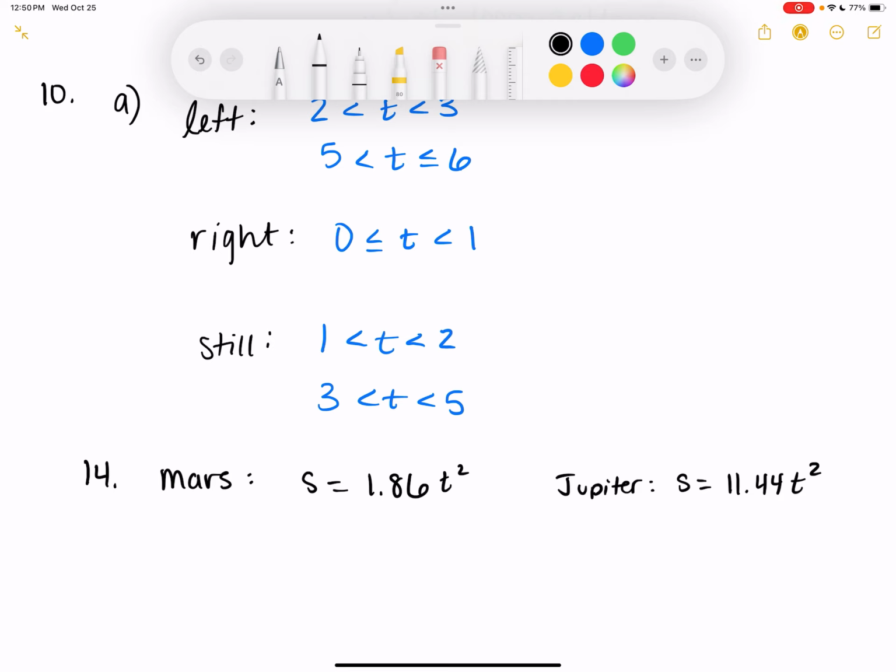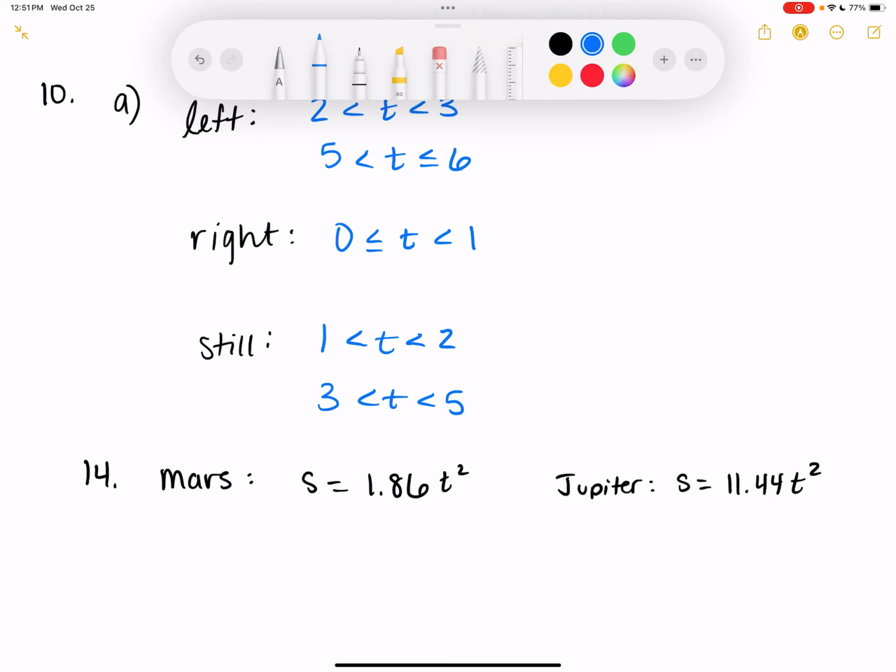Like the displacement over time thing? No. I'm given a position function. What do I need to do? I take the derivative. Yes, take the derivative. So the derivative of position is velocity. The derivative of velocity is acceleration. So this one wants velocity. So I'm going to take the derivative of each of these individually.